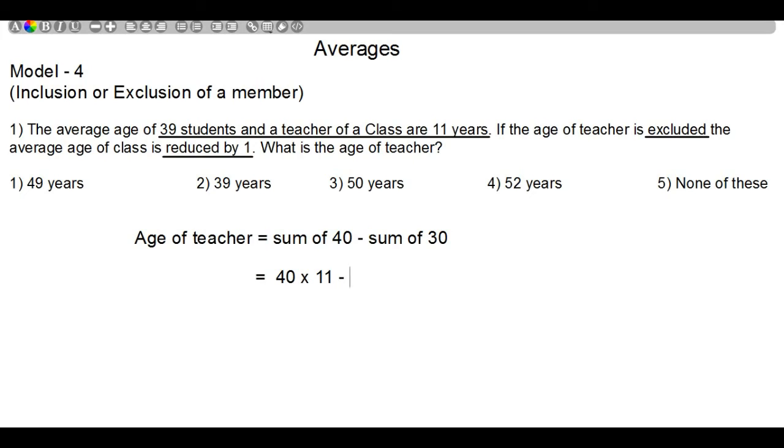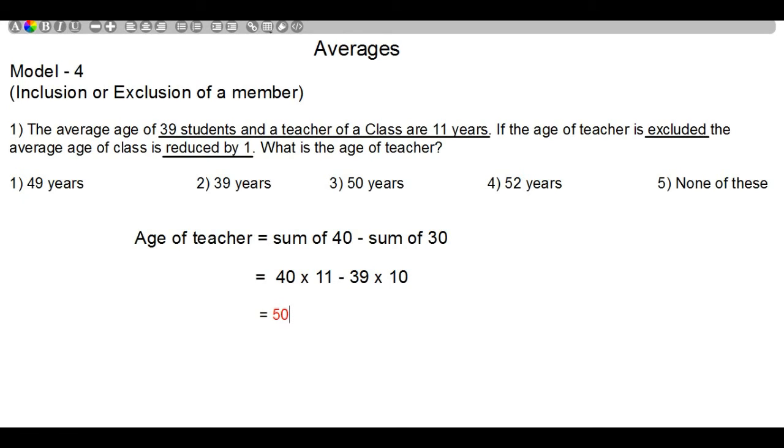The average of the 39 students when the teacher leaves the group is reduced by 1. That means the average becomes 11 minus 1, 10 years. So the sum of these 39 students can be taken as 39 into 11 minus 1, since the average is reduced by 1. So by solving this, we get 440 minus 39 into 10, 390, which is equal to 50 years. So we can say that the age of the teacher is 50 years.